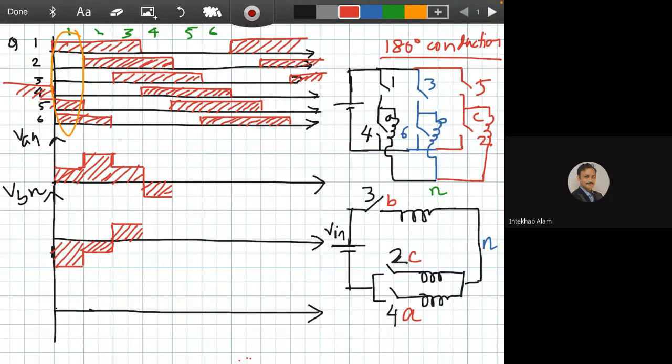Can you understand this point? So what is the value of VBN? 2/3 Vin.